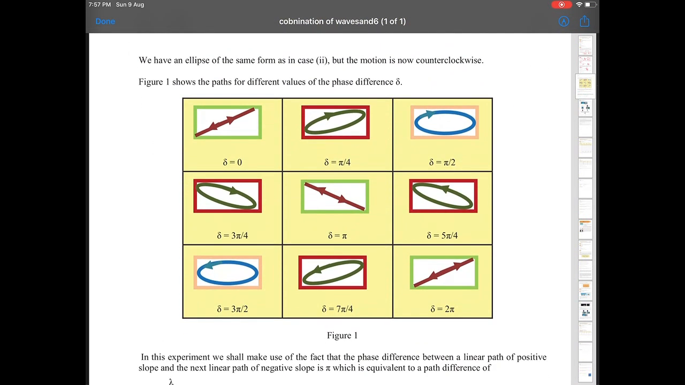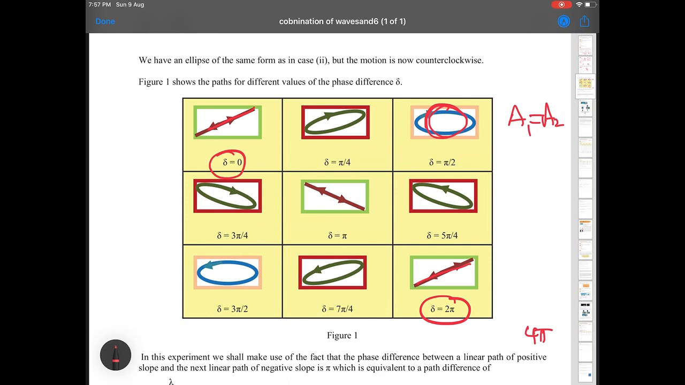So let's have a look into this 2 pi or 4 pi. You will see that 0, 2 pi, 4 pi, all of these will be having a 0 path difference. If the path difference is 0 degree, 2 pi, or 4 pi, we'll get a positive slope. And while the path difference is 90 degree, you will get a circular shape if A1 and A2 are equal.